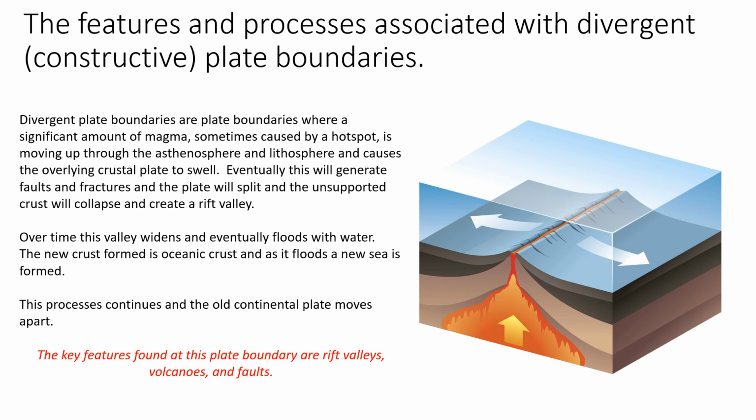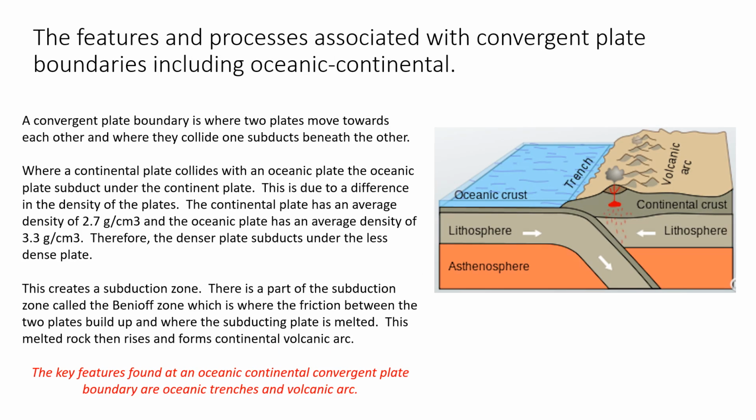We will also find volcanoes and fault lines as key indicators or features at this location. Convergent plate boundaries, or destructive plate boundaries, come in different types, and the subduction involved is very much to do with density and the difference in density.